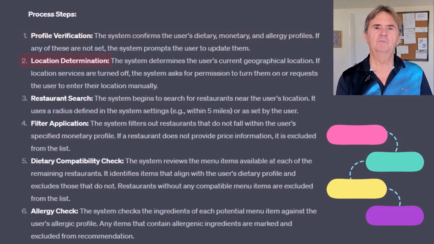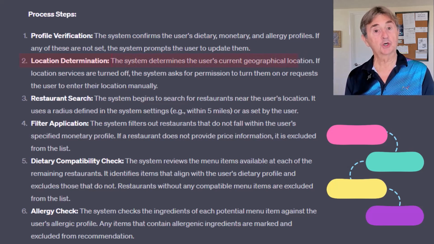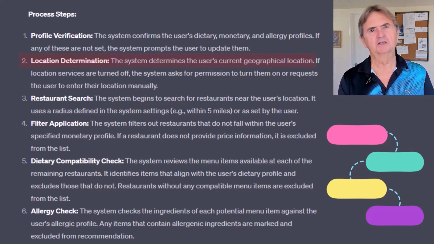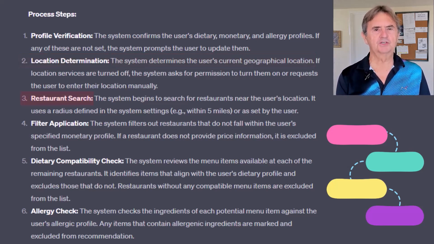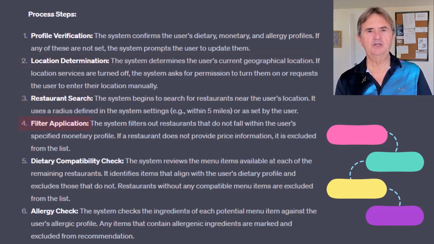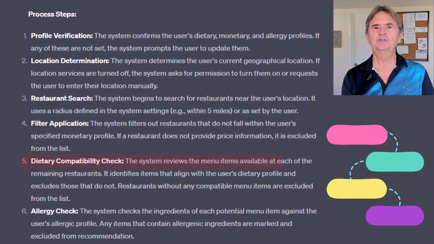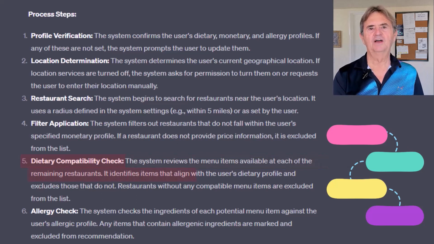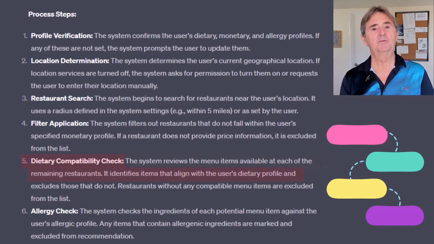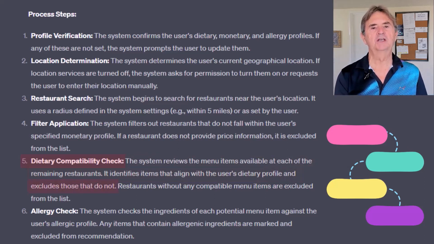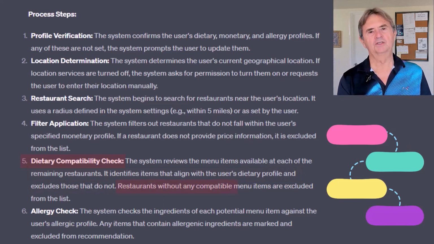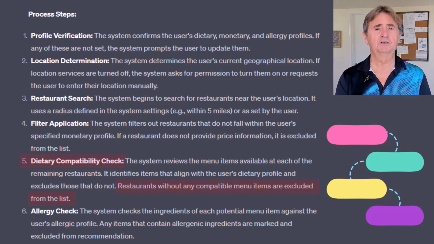Location determination. The system determines the user's current geographical location. Now that's GPS. Restaurant search. Filter application. Dietary compatibility check. The system reviews the menu items available at each of the remaining restaurants. It identifies items that align with the user's dietary profile and excludes those that do not. Restaurants without any compatible menu items are excluded from the list. So that's pretty much one of the core features of this app.